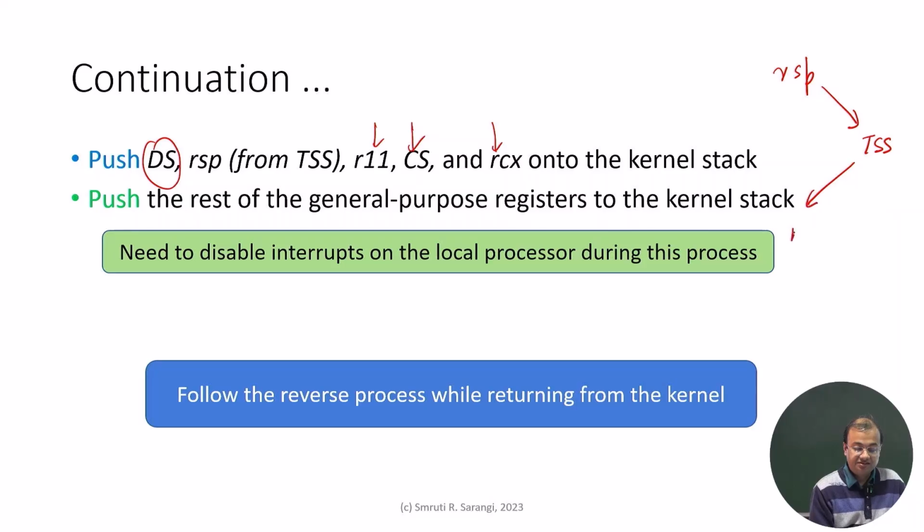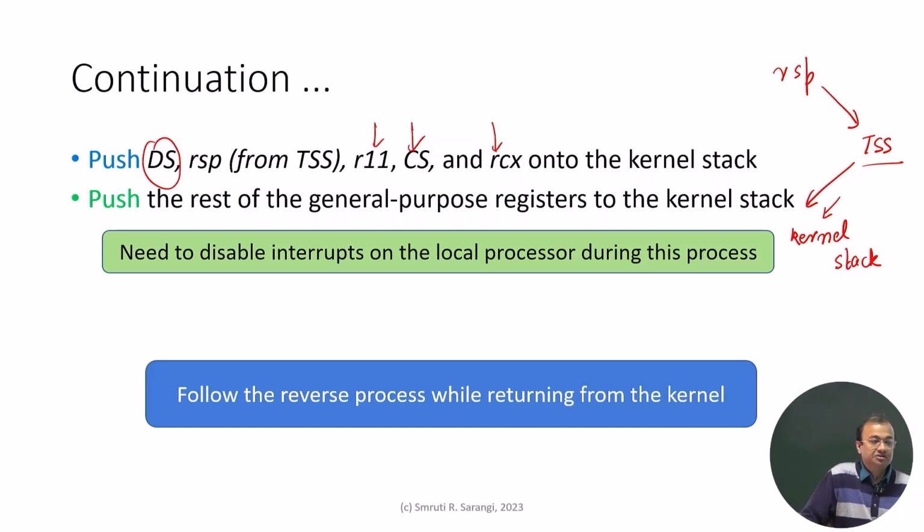And as I said, the reason for this is very clear: if I overwrite the stack pointer with the contents of the kernel stack, then the stack pointer's previous value is gone. That is why you store it in a temporary place, which is a special segment. Then you reload the stack pointer, overwriting it with the kernel stack pointer. And then whatever you had stored earlier, you transfer from TSS to the kernel stack. Once this is done, the rest of the general purpose registers can all be pushed onto the kernel stack.